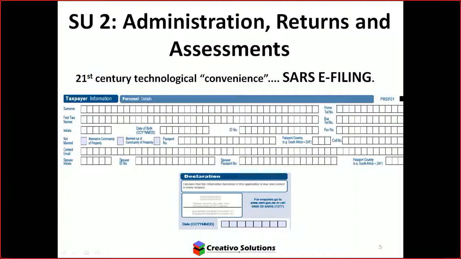Okay, e-filing was a big talking point a few years back when it was still relatively new. When we didn't have e-filing, a large majority of the population had to physically go in to a branch to make payment or to square up their taxes with SARS.